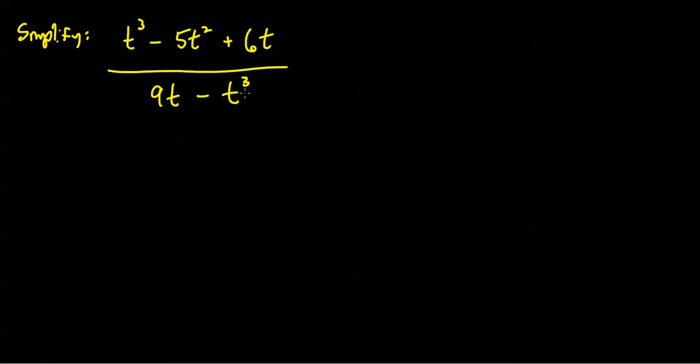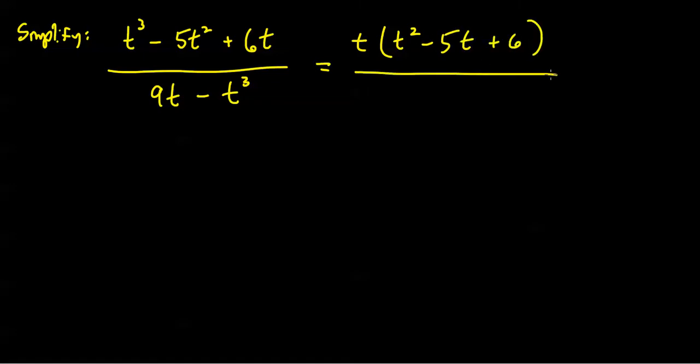Alright, so upstairs I've got a trinomial, downstairs I've got a binomial. Before I start simplifying, I've got to factor completely. First thing I'll see in the numerator is a GCF of t. And it looks like that trinomial in the numerator that's in parentheses will factor again. I'll pause to do that. Downstairs I see a GCF of t. Alright. So I will factor again.